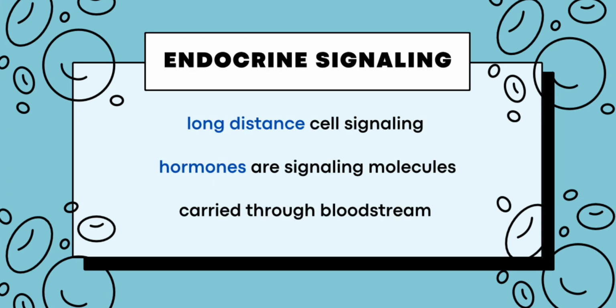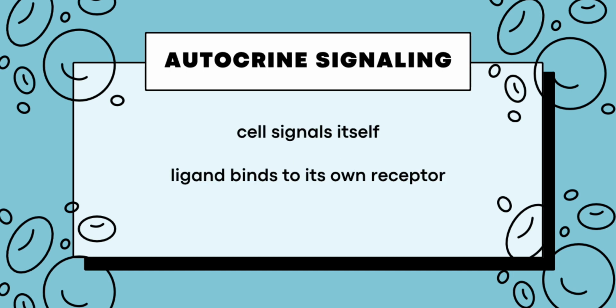When it comes to long-distance signaling, endocrine signaling is important to know. In this process, hormones, which are the signaling molecules, can be carried through the bloodstream after being released by endocrine cells and received in other parts of the body. Finally, in autocrine signaling, a cell can actually signal itself. This occurs as a cell releases a molecule that binds to its own receptors.